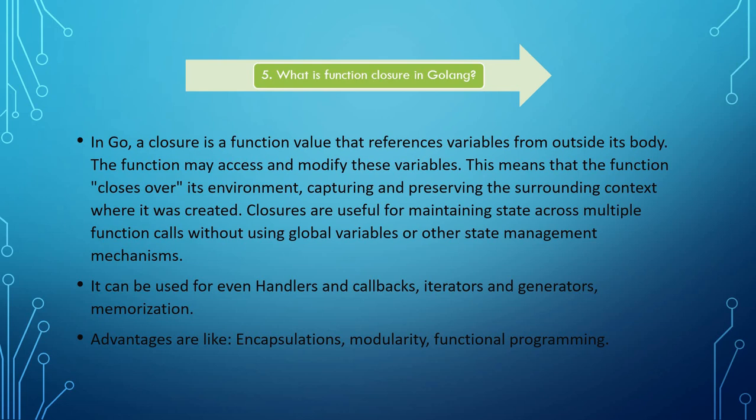Advantages are encapsulation, modularity, functional programming. So directly I am telling function closure is nothing but the anonymous function that is declared inside the function. So inside the function it will be there. And encapsulation means we are going to hide something inside one more function. Okay, modularity, functional programming, it will be used in functional programming.